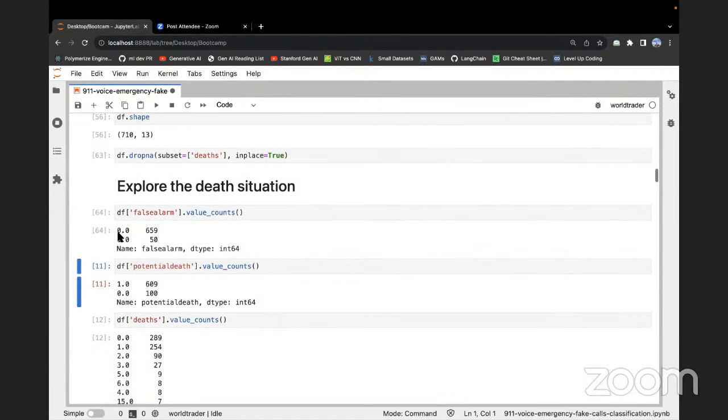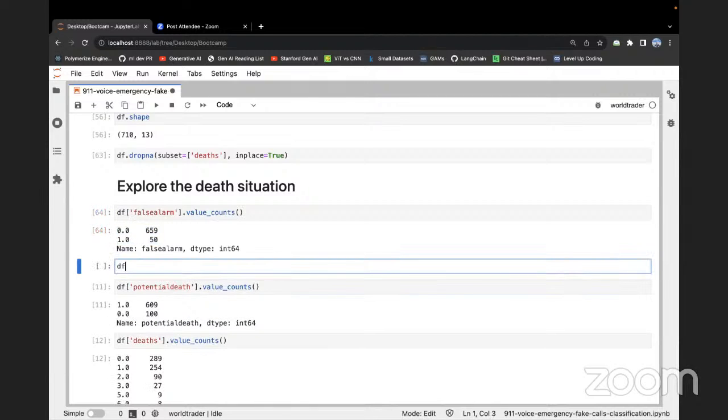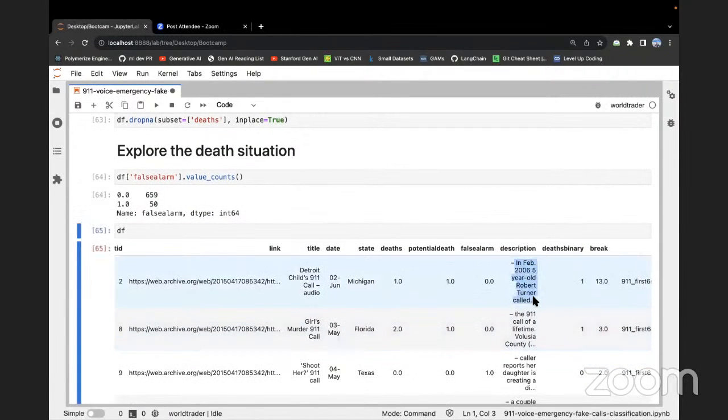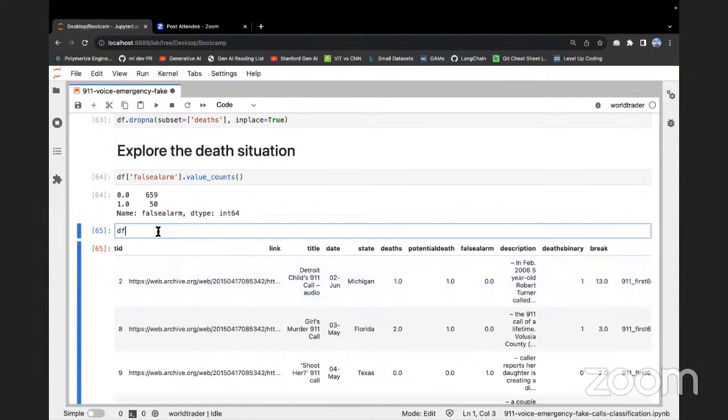How many false alarms were there in the data? See, false alarm 1 means there was a false alarm, right? 0 means it was not a false alarm, it was genuine. Does everyone understand that? See, in this particular case, the first one that we saw, why is the false alarm 0? Because actually there was a death. The dispatcher thought it was a joke and they were convicted for criminal neglect of duty. Remember, everyone?